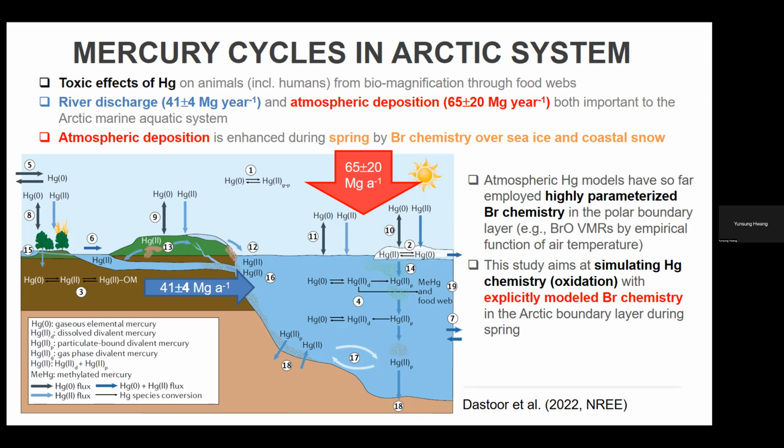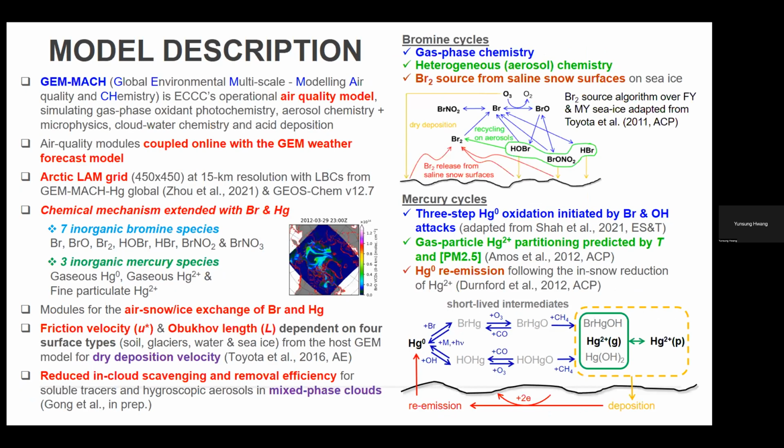And so this study aims at simulating this chemistry associated with bromine over sea ice in a more explicit manner. Although the source term for bromine is still empirical, we do simulate the chemical reactions in an explicit fashion. So here's the approach we're using.